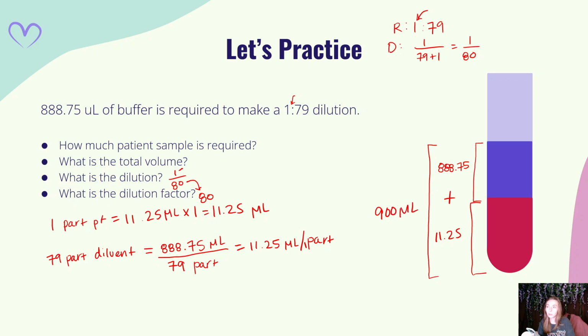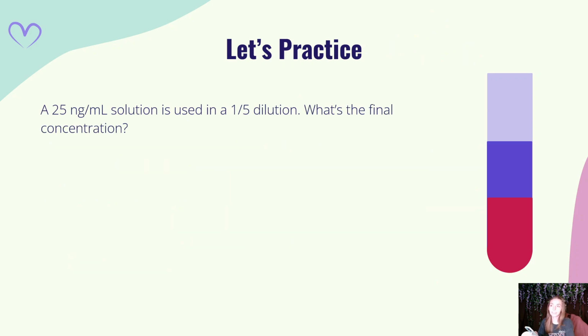So how much patient sample is required? 11.25 microliters. What is the total volume? 900 microliters. Lovely. Okay, we're going to do another one. What was I doing here? What's the final concentration? Okay, cool. So a 25 nanogram per milliliter solution is used in a 1/5 dilution.